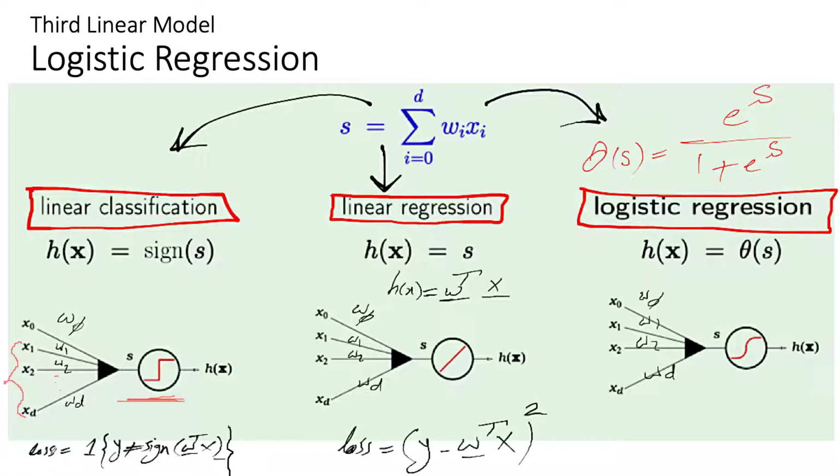The way we defined the loss function was an identity function for all the y's that were not equal to the output of the sign function, right? The sign was of W transpose X, so that was the output of this W transpose X. So that was the loss function. That was our first model.